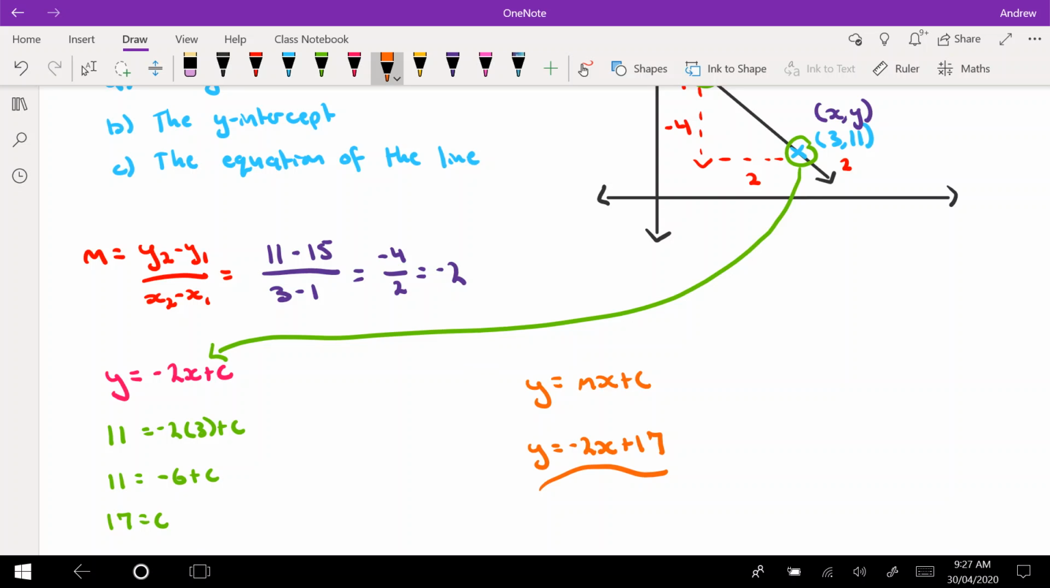So we were given 2 points. We all know, because I've said it a million times, the minimum you need for a straight line is 2 points. You found the gradient using those 2 points. Putting one of those into your equation, you found the y-intercept, and then you have the equation of the line. Stock standard linear modeling question.